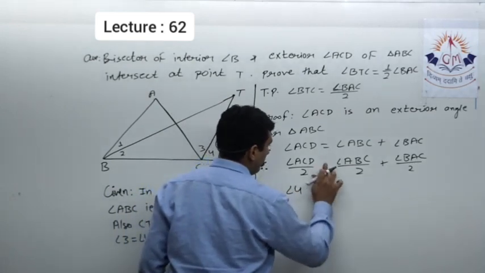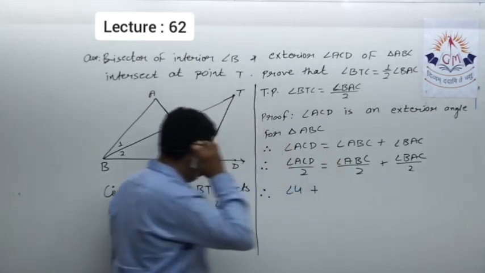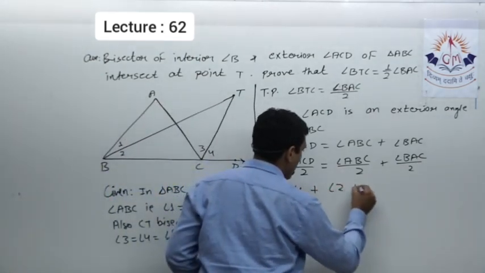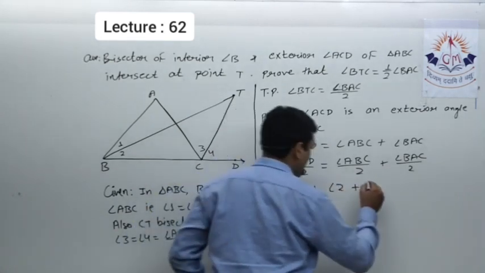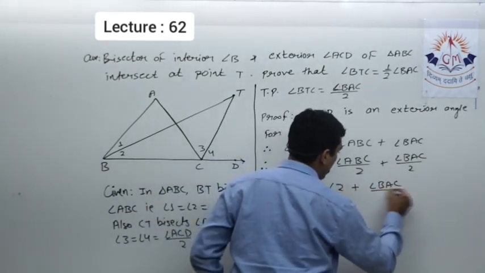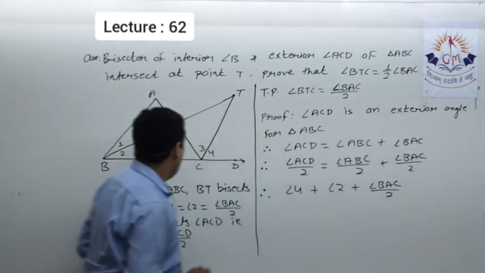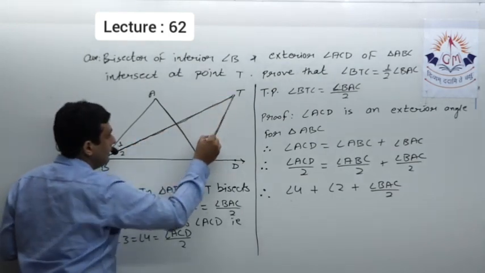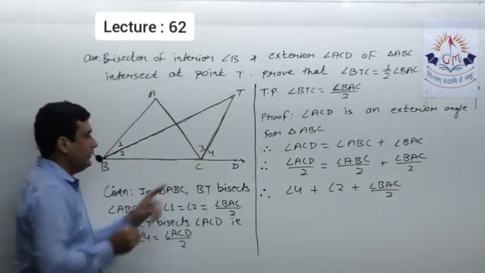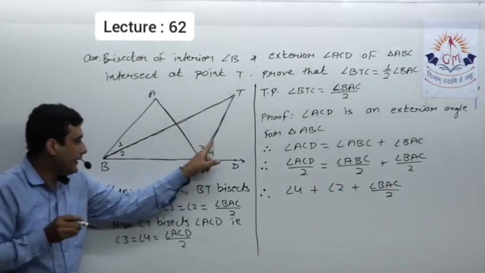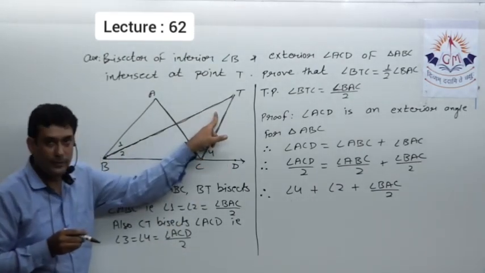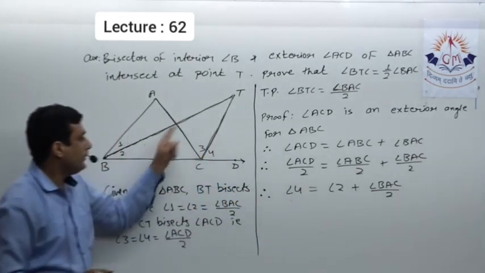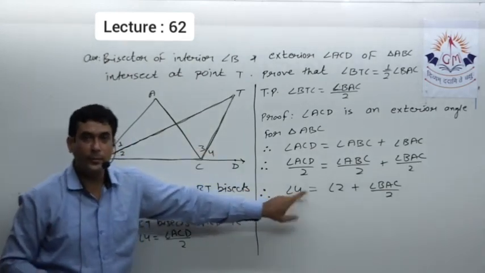Now angle ABC by 2, here I can write angle 2, and angle BAC by 2, I am keeping it as it is. Now see, for this triangle BTC, angle 4 is an exterior angle. And I can write angle 4 is equal to angle 2 plus angle BTC. So if I replace angle 4 by angle 2 plus BTC, 2 and 2 will cancel out and I will get my answer.